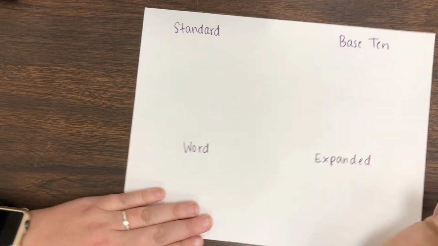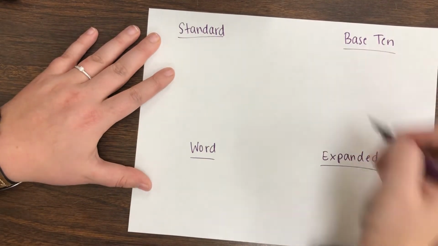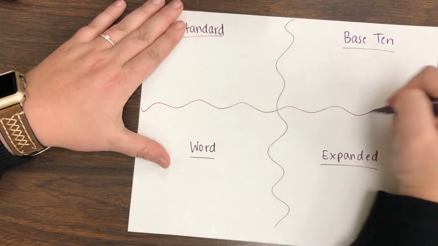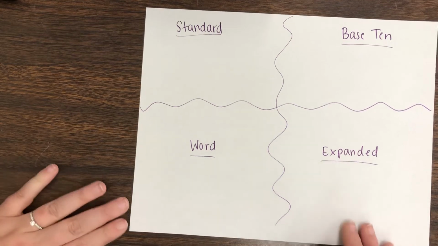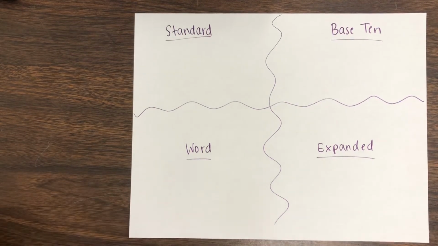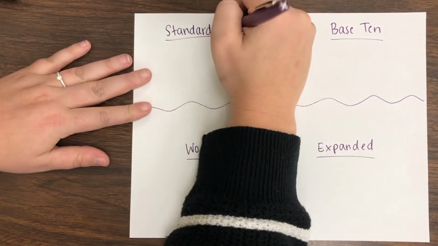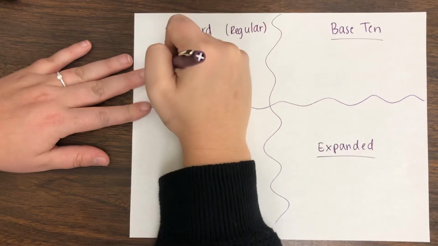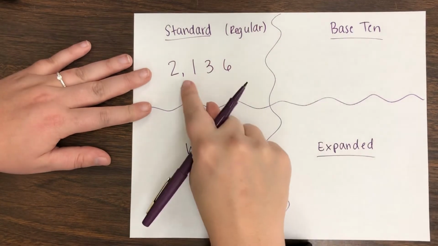And there are 4 different ways really to show a number. We're going to stick with a 4-digit number for this because that's how high up our base 10 blocks go, up to like a thousands block, because we're not doing 10,000s blocks. So a standard number is just the regular number, okay? So let's go with 2,136. So this is our standard form.